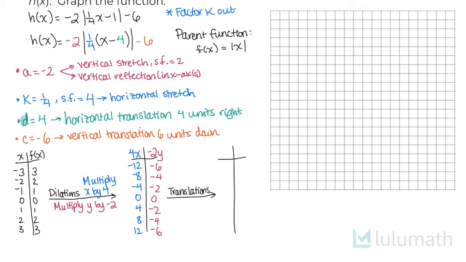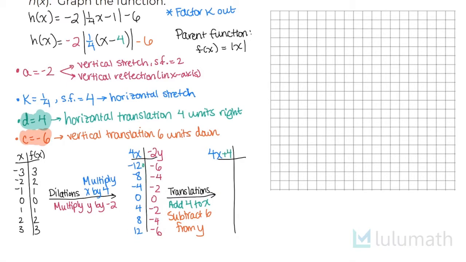And my translations come from the D value as well as the C value. So the D value tells us that we are going to add 4 to X. And the C value is going to tell us that we are going to subtract 6 from Y. But this is going to happen to this table of values here. So that means we are going to take the 4x and we're going to add 4 to that. So I'm going to take all of these x values here and add 4 to them.